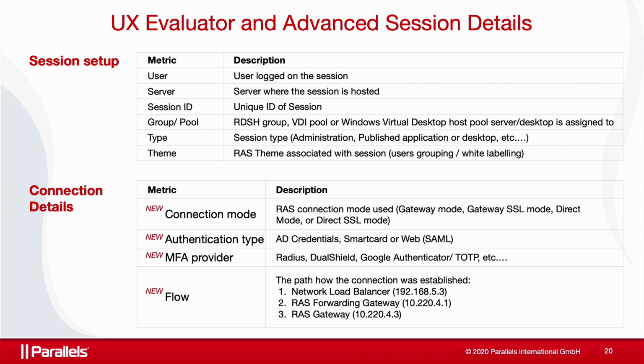What's new is connection details, where we see connection mode, authentication type, MFA provider, and flow. And flow is actually very cool and very important because now we have the flow that shows if you're using a network load balancer, forwarding gateway, or just standard RAS Secure Client Gateways. So we can see the hops from the end user until it reaches RAS and inside the RAS architecture all the way to the VDI or the RD session host or even to the WVD session system.